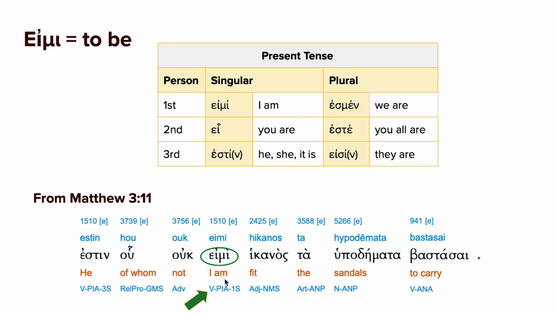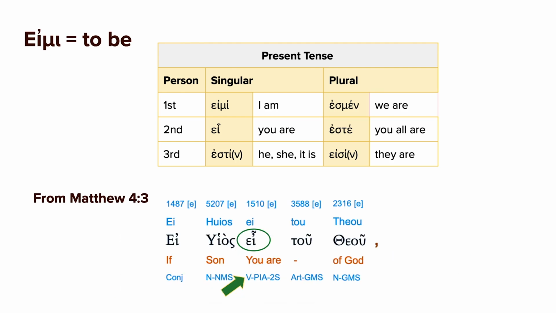This is John the Baptist speaking. I am not fit to carry the sandals of him. All right, so he's basically saying he is the one whose sandals I am not fit to carry. I am. In this case, I am not fit to carry is present indicative active. So that's a great example of I am. Here's an example, PIA, of second person singular. You are.